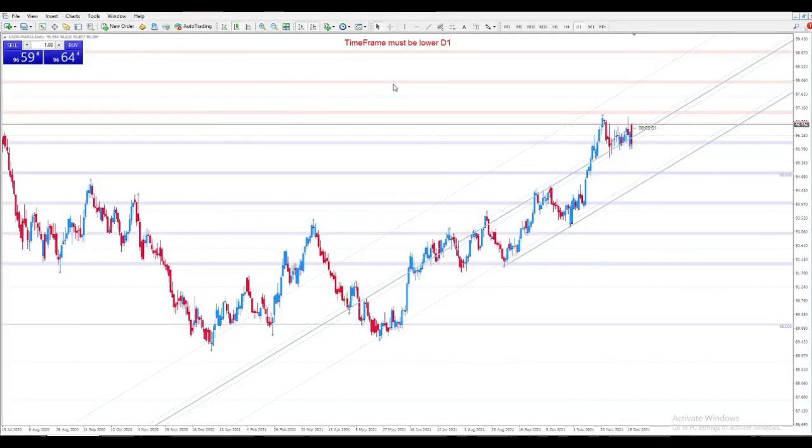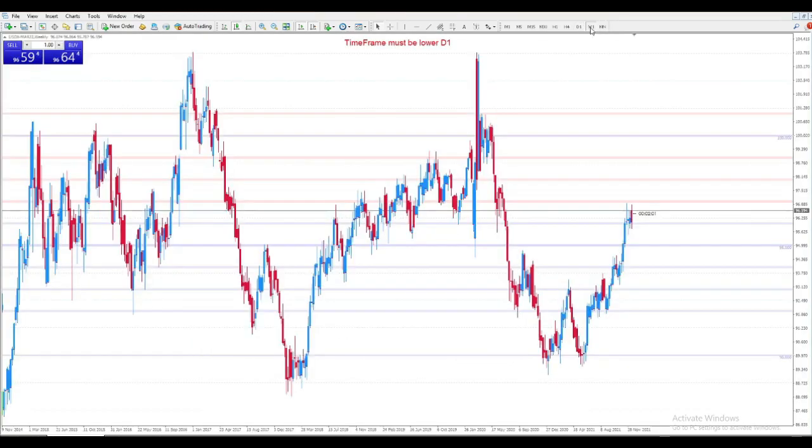The US dollar index may be used as a valuable indicator in forex trading, indicating which direction the US dollar is headed.